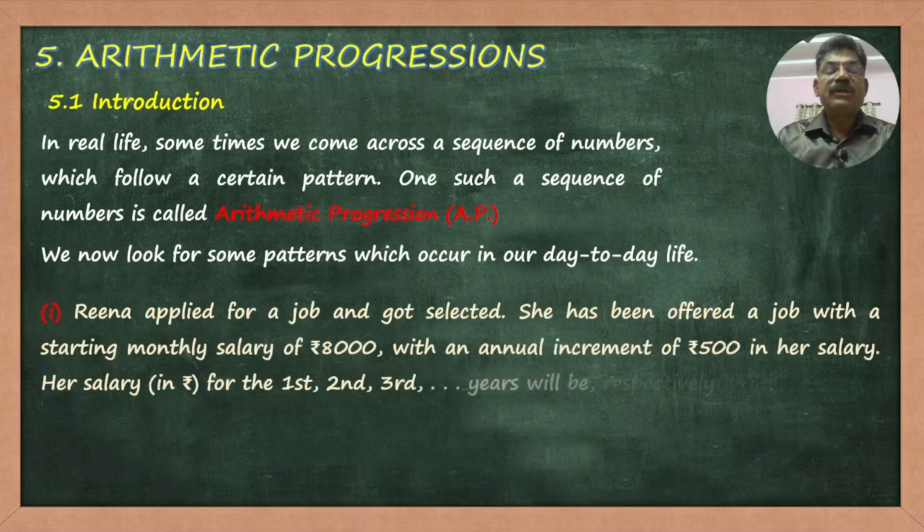Reena applied for a job and got selected. She has been offered a job with a starting monthly salary of rupees 8,000 with an annual increment of rupees 500 in her salary. Her salary for the first, second, third years will be respectively 8,000, 8,500, 9,000 and so on. It is a sequence of numbers. You can see each term is obtained by adding 500 to the previous term. So that is the pattern followed in the sequence of numbers.